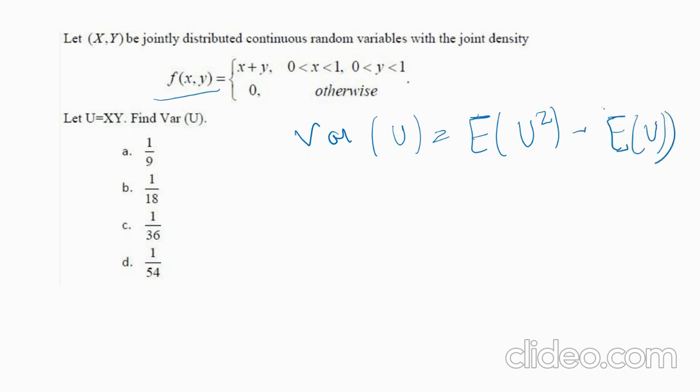Now the next question is that we want to find the variance of U. To find the variance, we just find the expectation of U square minus expectation of U whole square, right? So expectation of U square is what? Firstly we find expectation of U.